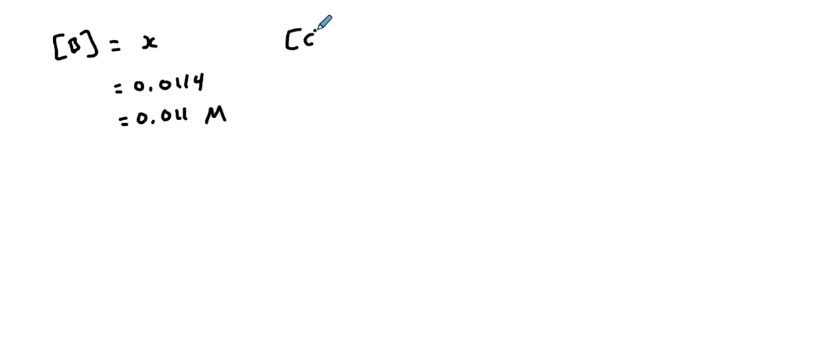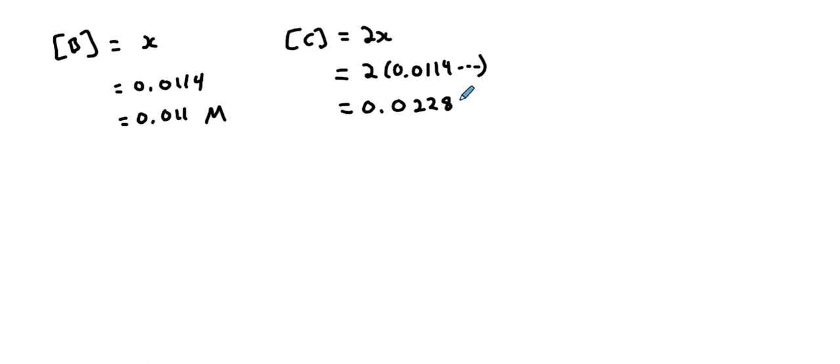Concentration of C at equilibrium is going to be 2X, equals 2 times 0.0114... which will give us 0.02289... which rounded to 2 sig figs would just be 0.023 moles per decimeter cubed.